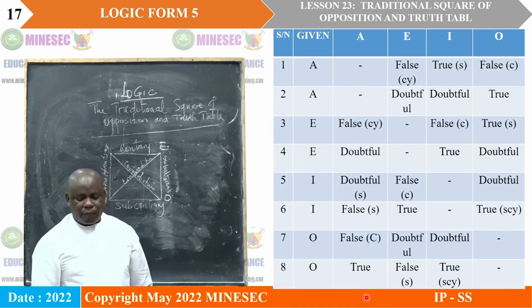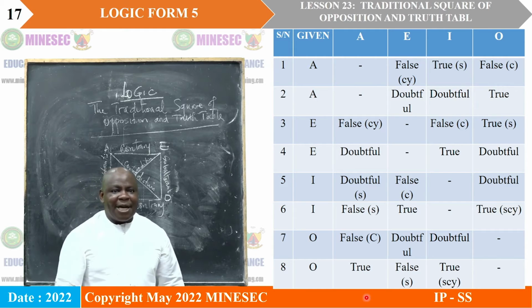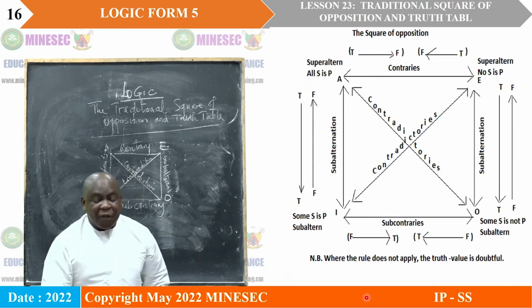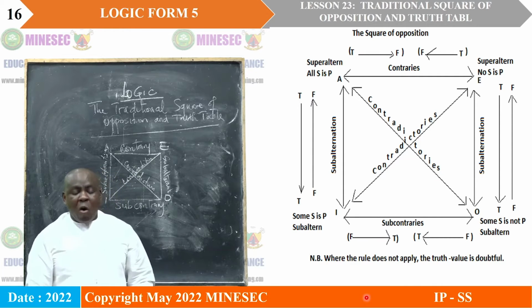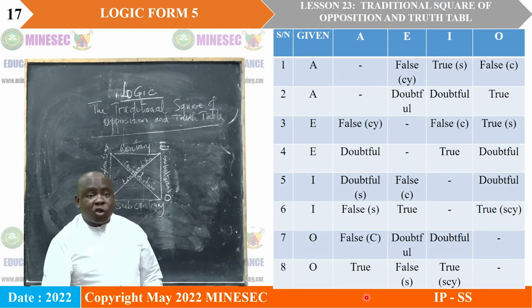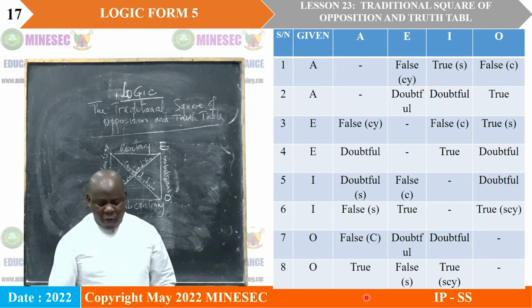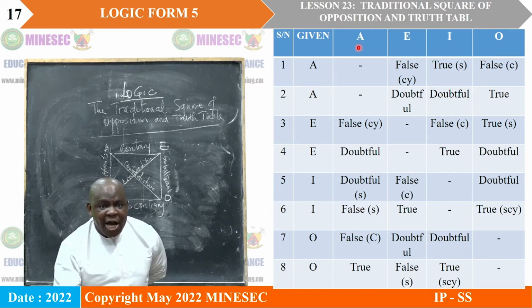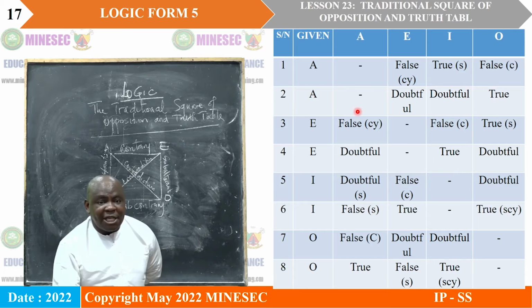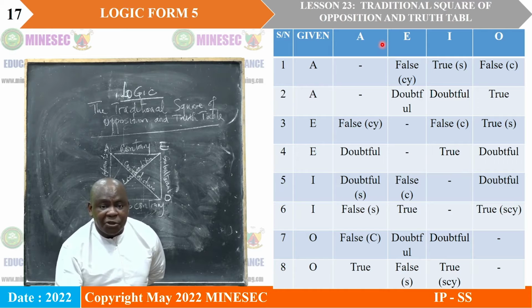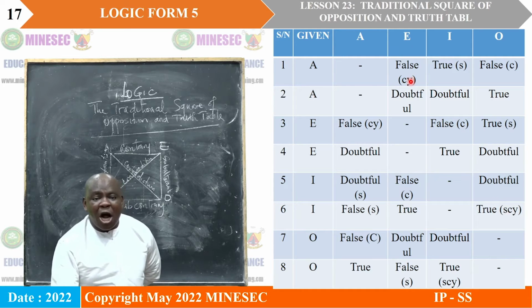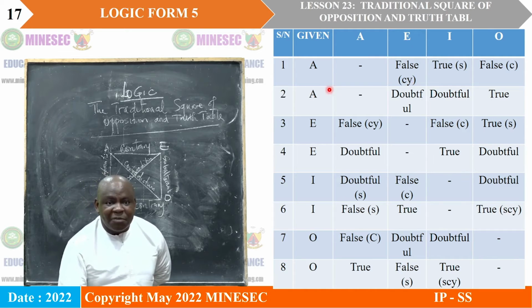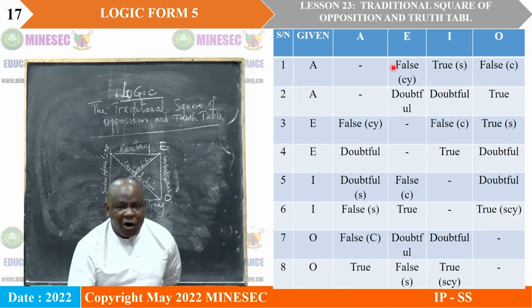Now, look at a truth table. Remember that this diagram of a square of opposition can also be represented on a truth table as given below. Now, look at when A is given. What's the relationship between A and E propositions? It means that when A is given as true, E must be false. That is what we call contrariety.